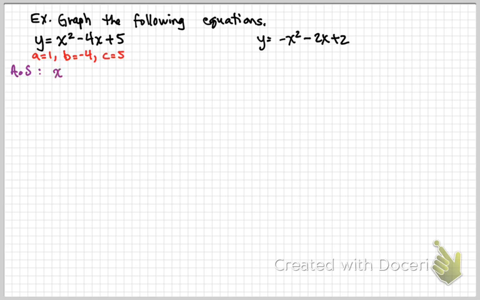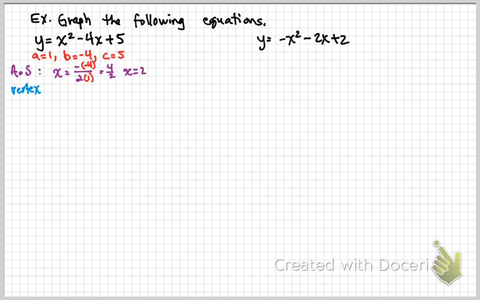And we're going to have x equals the negative of b over 2a, and that's going to give me 4 over 2, which gives me x equals 2. That's going to be my x-coordinate for the vertex.